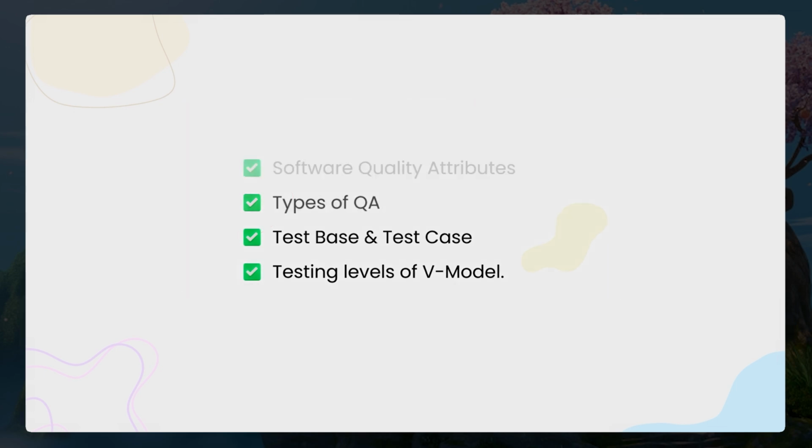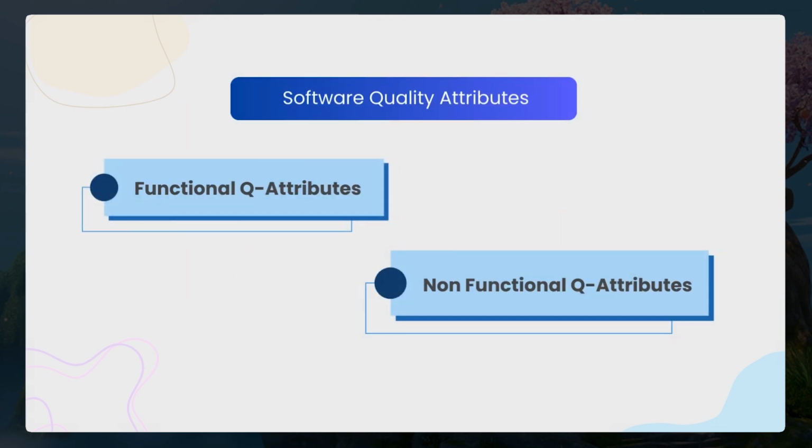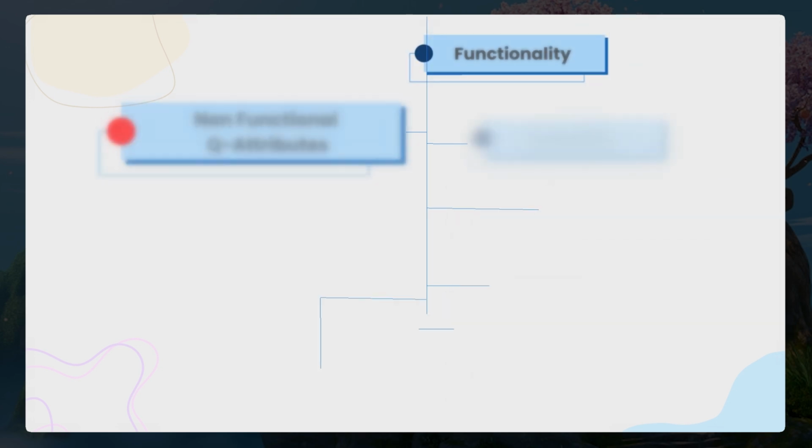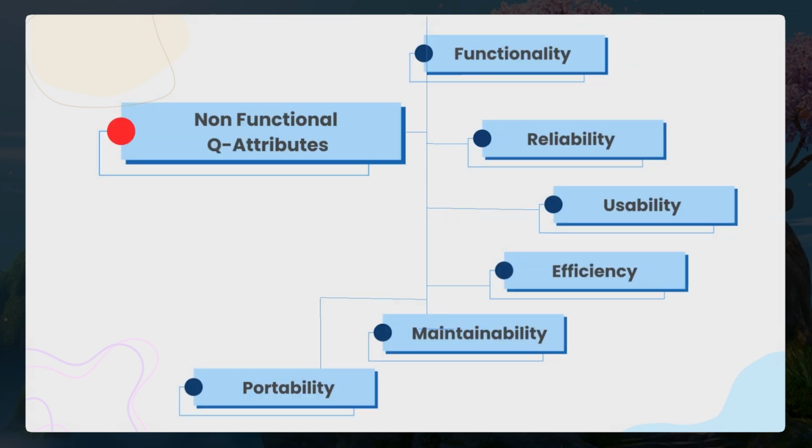So let's dive in. Software quality attributes are categorized into two primary groups: functional quality attributes and non-functional quality attributes. Functional quality attributes work on the following: accuracy, compliance, stability, security, and interoperability. On the other hand, non-functional quality attributes work on functionality, reliability, usability, efficiency, maintainability, and portability.